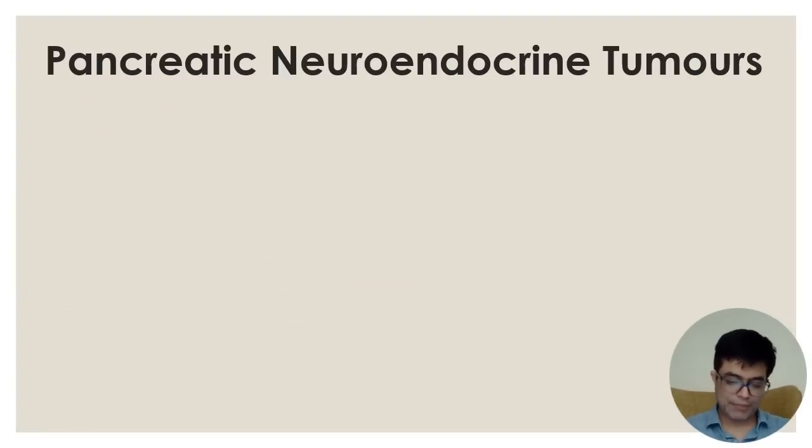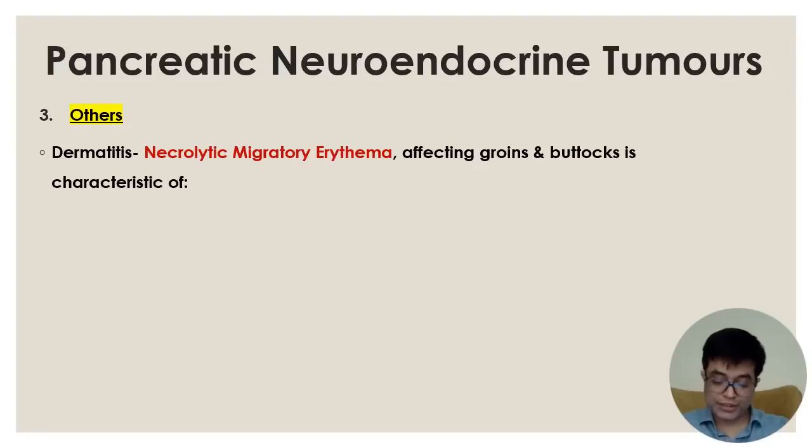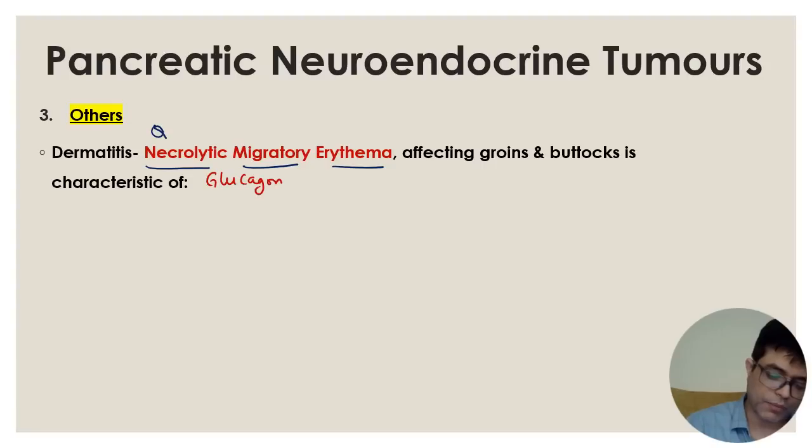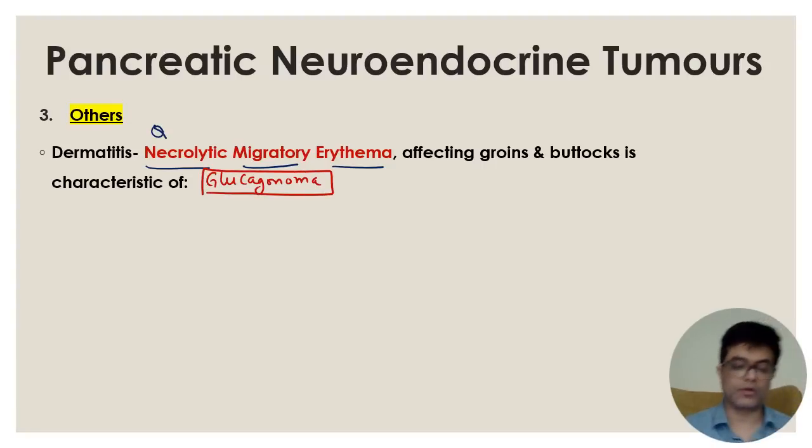And then we have other pancreatic neuroendocrine tumors. What are the key words you need to remember? Which pancreatic neuroendocrine tumor is associated with dermatitis? What is the type of rash? Necrolytic migratory erythema. There is a one-liner question asked in a past FMG exam. It affects groins and buttocks. It is classically seen in patients who have glucagonoma. These are the tumors which produce a large amount of glucagon, so we call them glucagonoma.